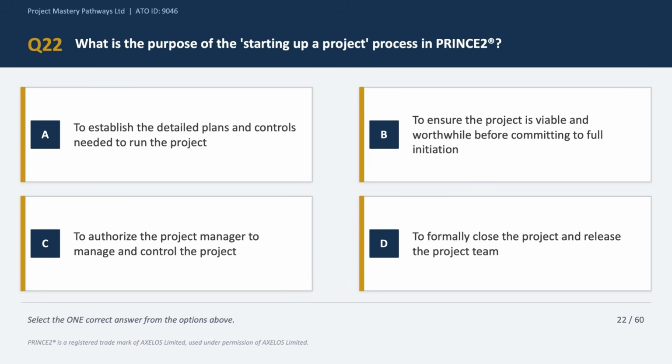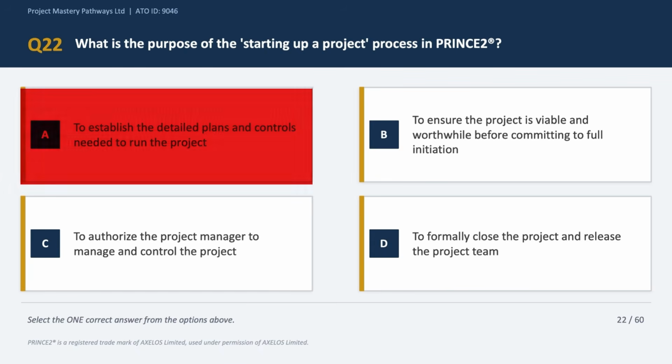Next, what is the purpose of the starting up a project process in PRINCE2? Now here we are on the processes part of the PRINCE2 7th edition, and this question asks about the very first process of PRINCE2, which is starting up a project. So option A says to establish detailed plans and controls. Now that sounds like more of an initiating a project process, right? Because starting up is a quite lightweight process because it's pre-initiation. So option A is incorrect.